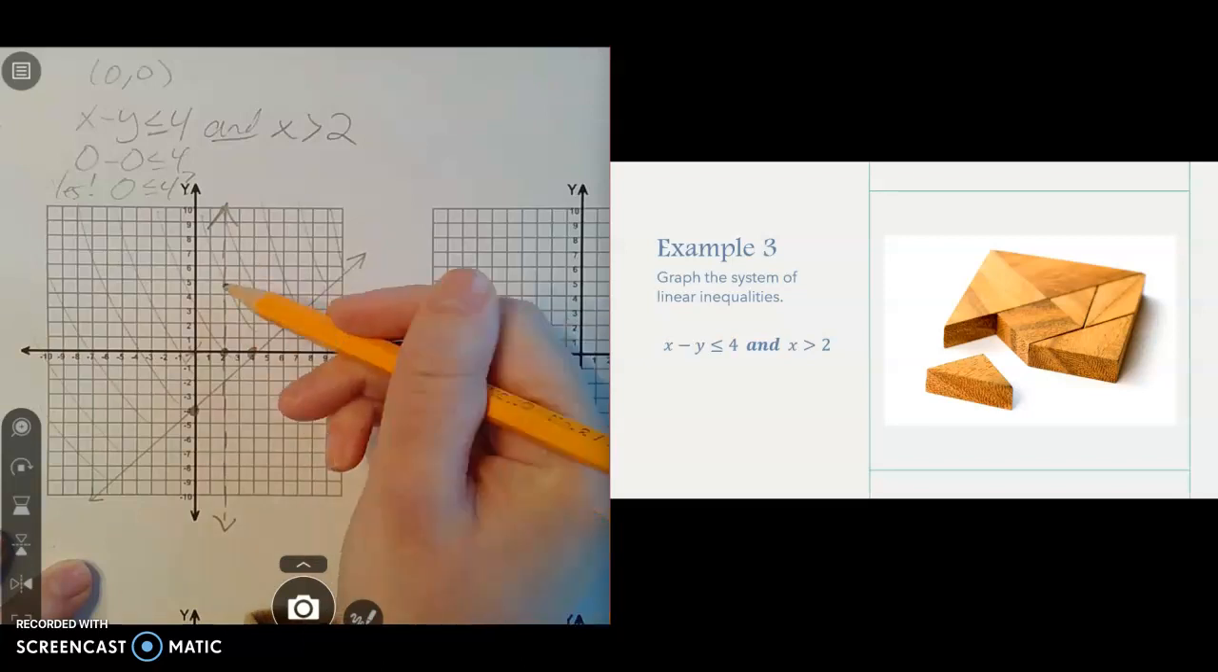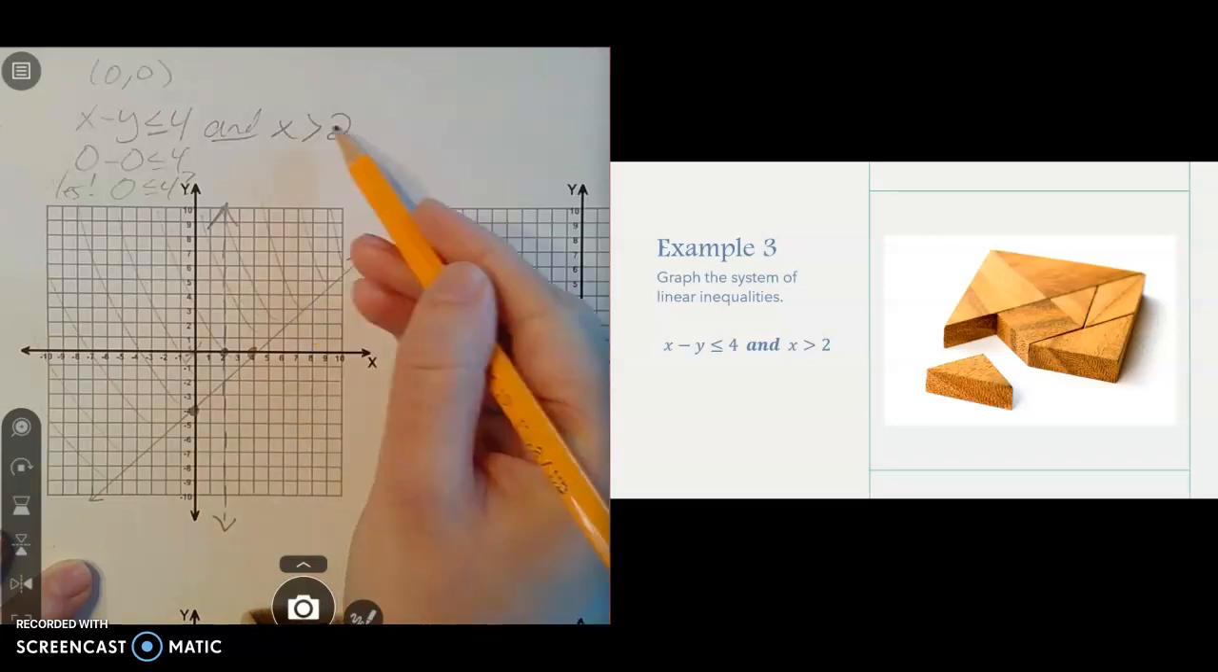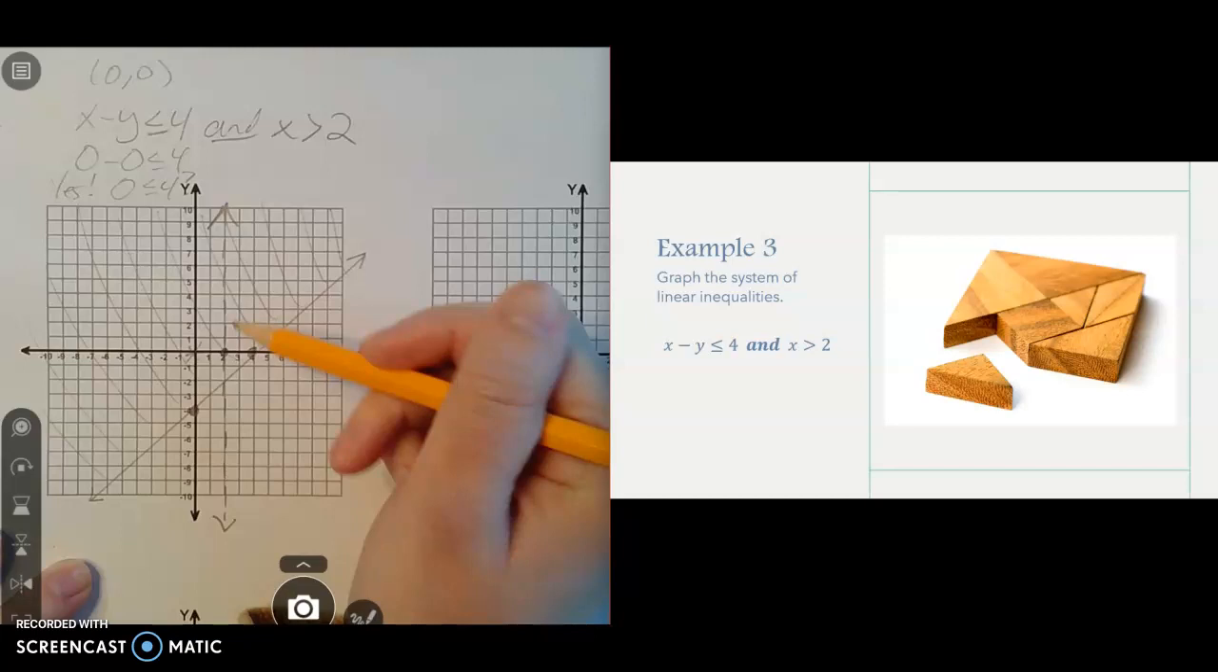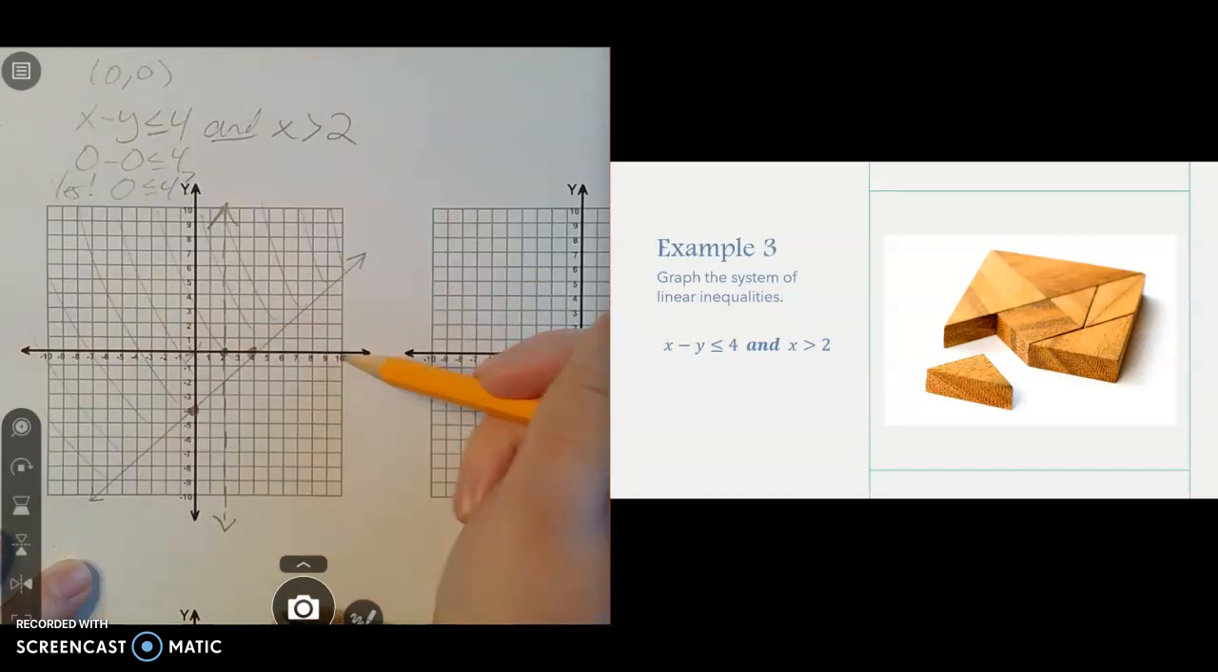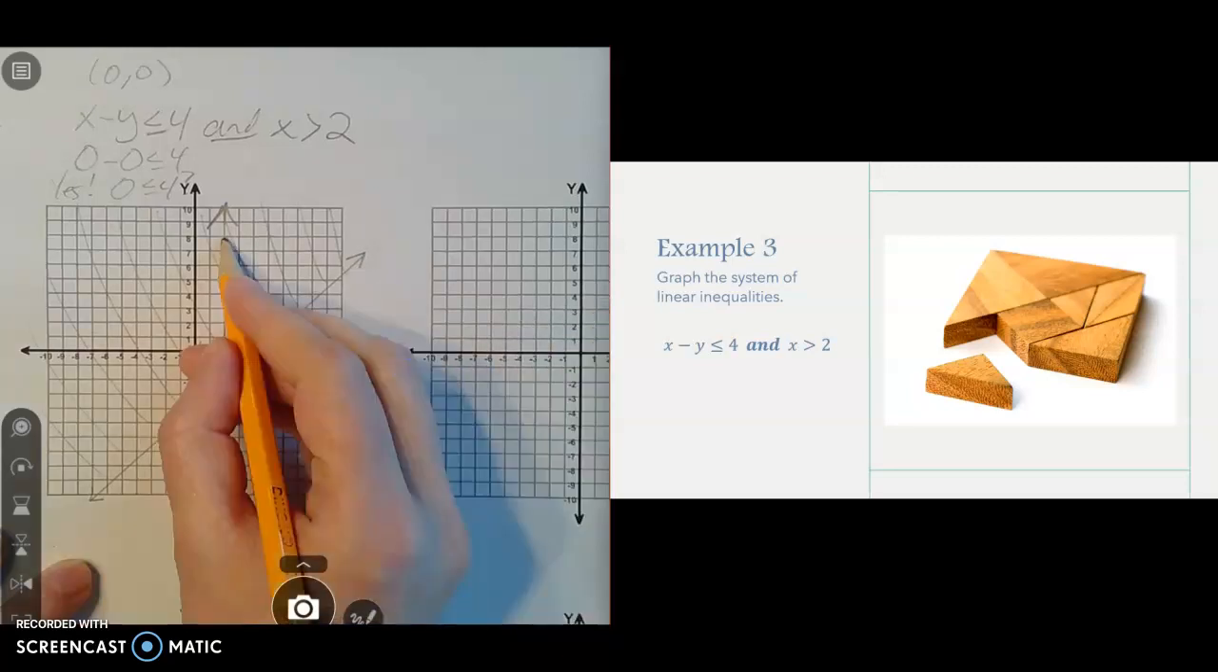So these ones I think are a little bit simpler because x is greater than 2. Anything bigger than 2 works. You know, 3, 4, 5, 6, 7, 8, 9, 10. Like all of those things are larger than 2. So that's the direction that I'm shading, is this way.